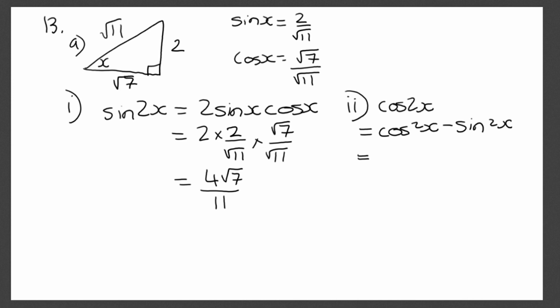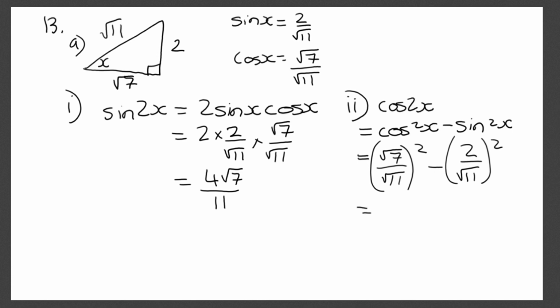Okay, so root 7 over root 11 all squared minus 2 over root 11 all squared is root 7 times root 7 is 7, root 11 times root 11 is 11, 2 squared is 4, and that would be 11, so 3 11ths.